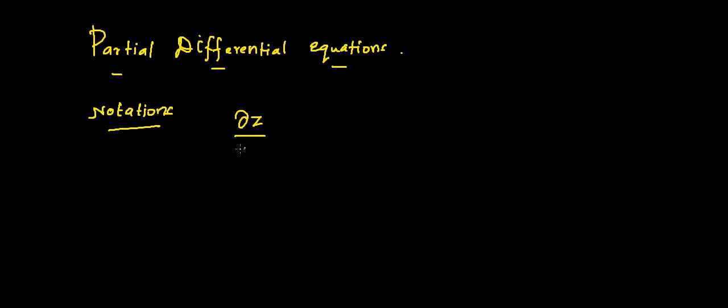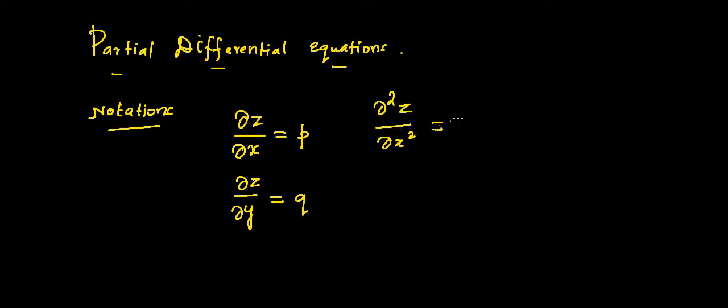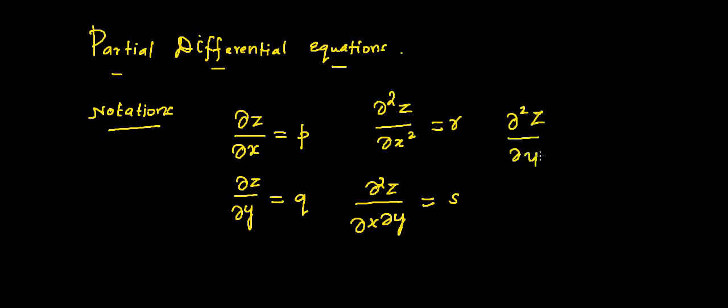Dou z by dou x is equal to small p. Dou z by dou y is equal to small q. Dou square z by dou x square is equal to r. Dou square z by dou x dou y is equal to s, and dou square z by dou y square is equal to t. Okay, so these are the basic notations that are involved in partial differential equation.